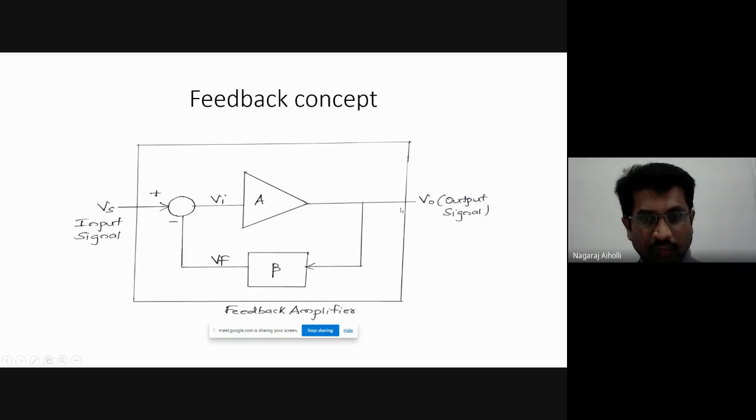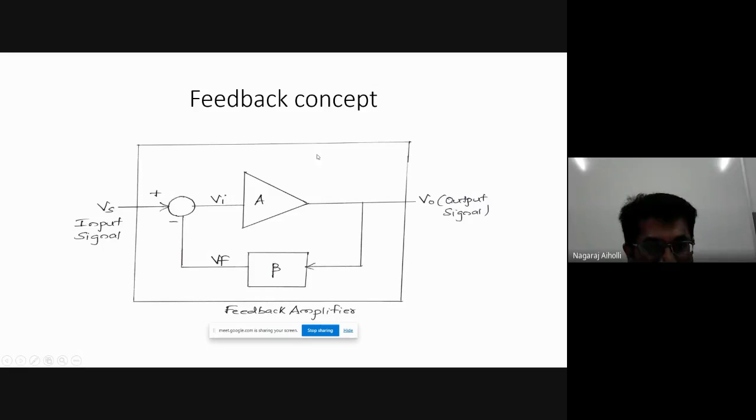Then the output of this amplifier is applied to another portion of the circuit which is called the feedback circuit. Now this feedback circuit takes the output of the amplifier and produces an output signal called the feedback signal. This feedback signal is applied to a circuit called the mixer circuit.